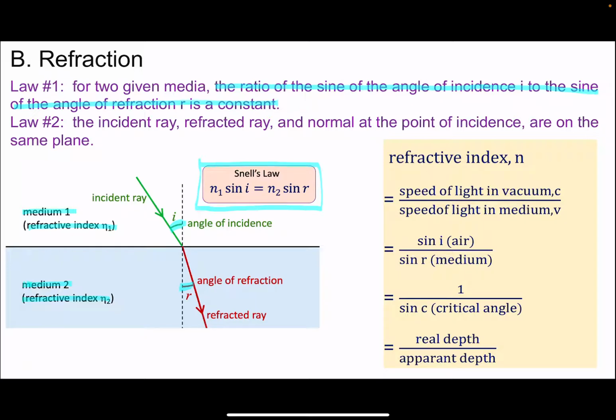Now, refractive index can be defined as the speed of light in vacuum over the speed of light in the medium, or sine i, which is in air, over sine r, which is always in the medium, or you can use 1 over sine c, with c being the critical angle, or you can use real depth over apparent depth.